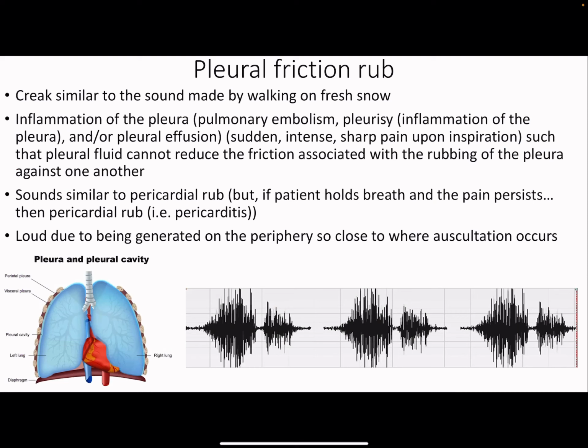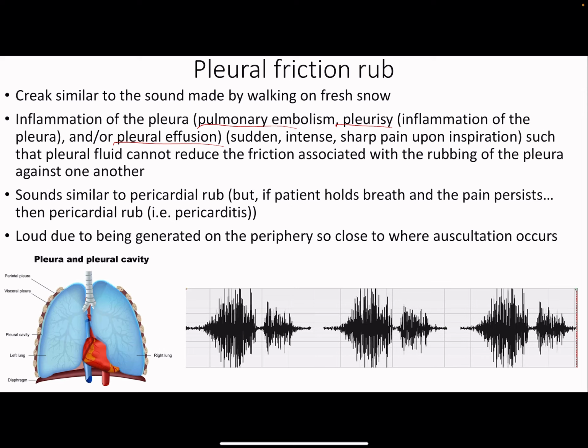Okay. And then pleural friction rub. So this kind of sounds like, I don't know, I thought it was the sound it makes when you walk on fresh snow. A couple different things can cause this: pulmonary embolism, pleurisy, which is really inflammation of the pleura, and pleural effusion. A lot of different things can cause this. So it's going to be a really sudden, intense, sharp pain, specifically upon inspiration.